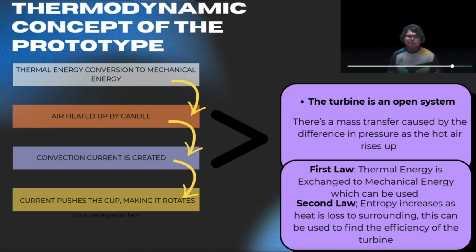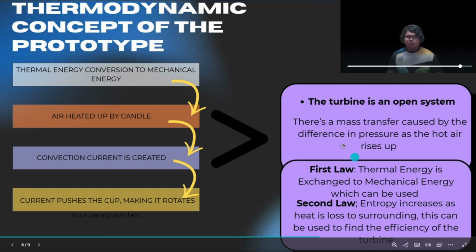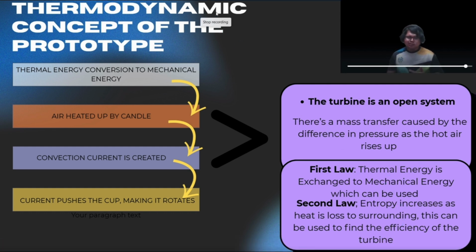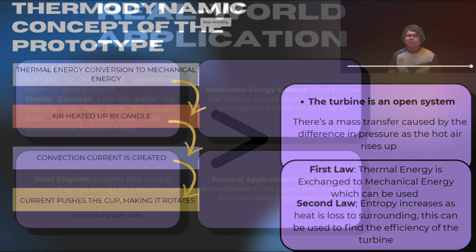How can we use this information? The entropy created from the heat loss can be used to calculate the efficiency of our turbine. That's all from me. I will now pass to the next presenter.